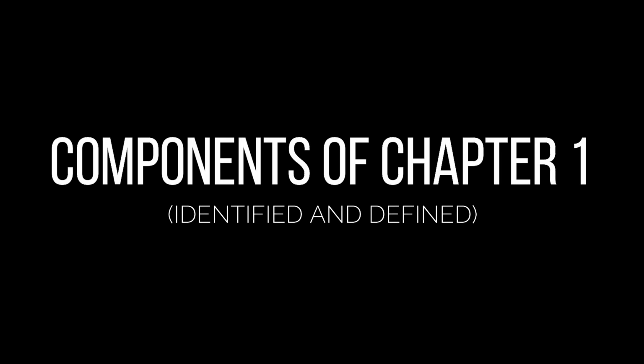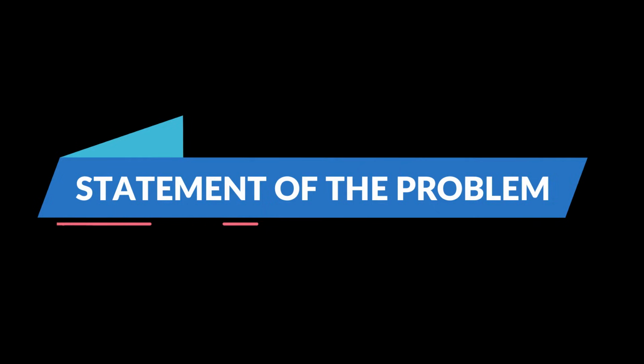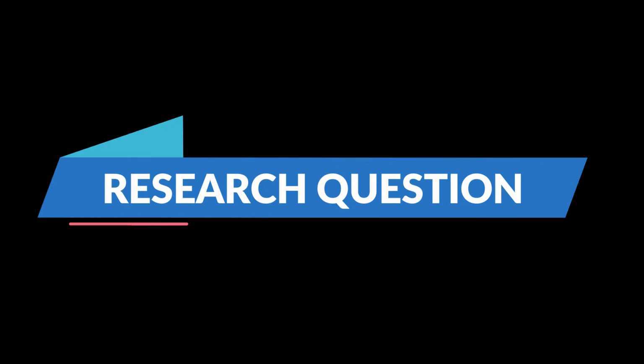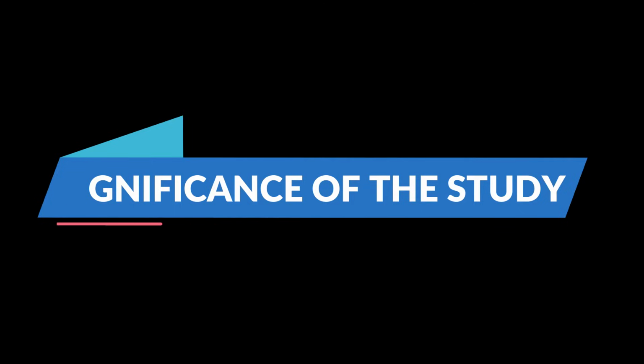So what are the components of Chapter 1? Chapter 1 includes the following: Introduction, Theoretical Framework, Conceptual Framework, Statement of the Problem, which would also have the Purpose of the Study and Research Questions, the Scope and the Limitations, Significance of the Study, and Definition of Terms.